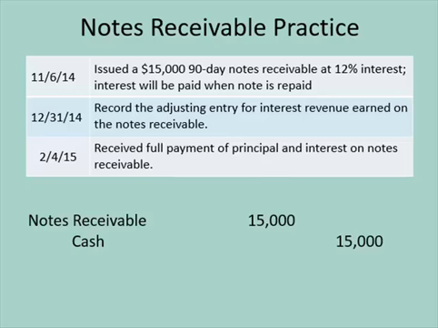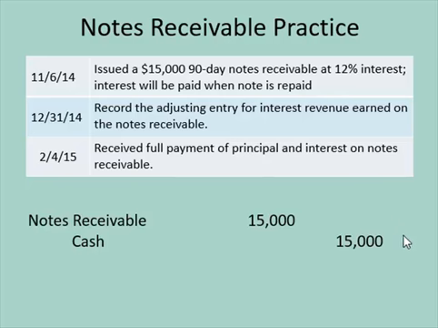Let's take a look at the journal entries for a notes receivable, starting with this transaction on November 6th, where our company issued a $15,000 90-day notes receivable at 12% interest. The interest will be paid when the note is repaid.